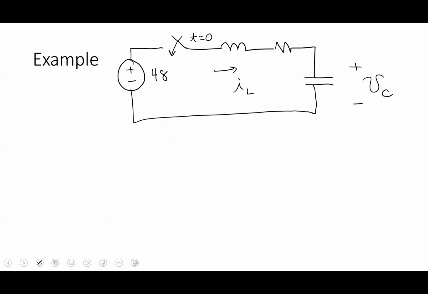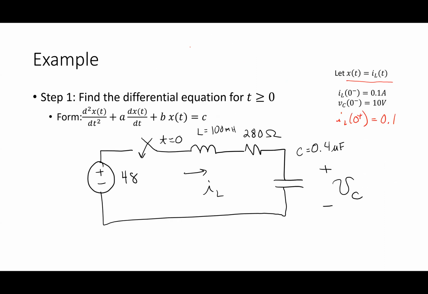KVL. That's a good place to start. I've got L, R, and C, and I'm going to close that switch at t equals 0, because I need to do it for the time period that the switch is closed. How much space did I leave myself? Not enough. I'm going to go back here for a second.